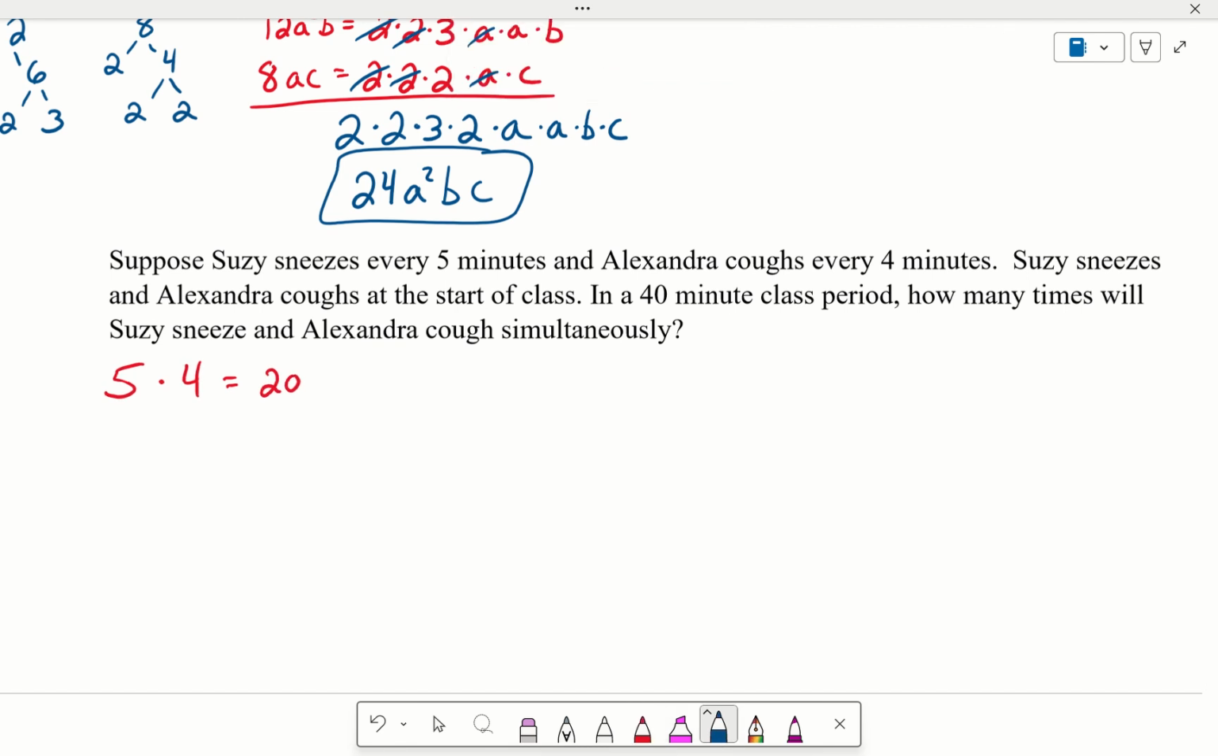So in a 40-minute class, at the bell, that is time 0. Time equals 0. So when the bell rings, that's not 1 minute into class, that's 0 minutes into class. So they sneeze and cough together at the 0-minute mark. They'll cough and sneeze together again at the 20-minute mark, and then they'll cough and sneeze again right as the bell rings at the end at the 40-minute mark. So how many times will Susie sneeze and Alexandra cough simultaneously during the class? 3 times.